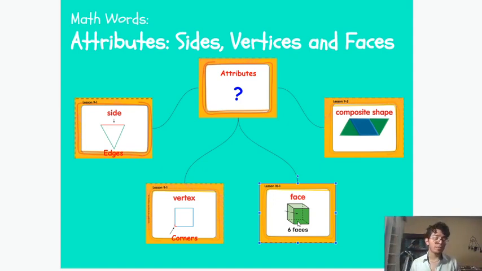And composite shapes, y las figuras compuestas. Composite shapes are shapes made out of other shapes. Las figuras compuestas son las que conformamos con otras figuras. For example, this one, por ejemplo esta, it's made up of triangles and a trapezoid. Esta está hecha con 2 triángulos y un trapecio. Composite shapes you can cut and get other shapes out. Las figuras compuestas tú las puedes cortar y sacarles más figuras, ¿ok?